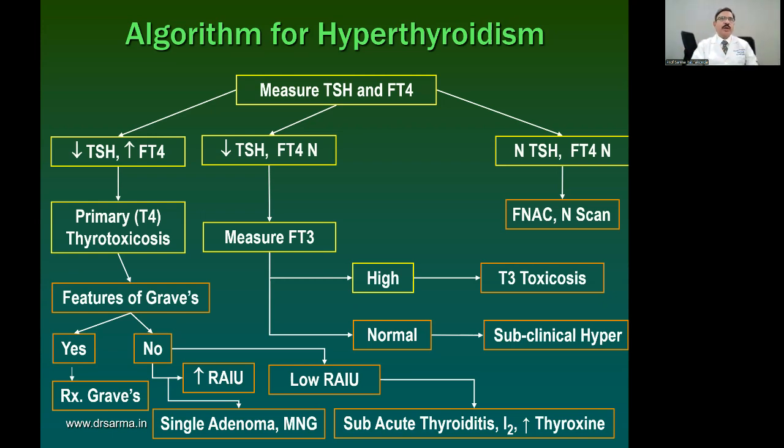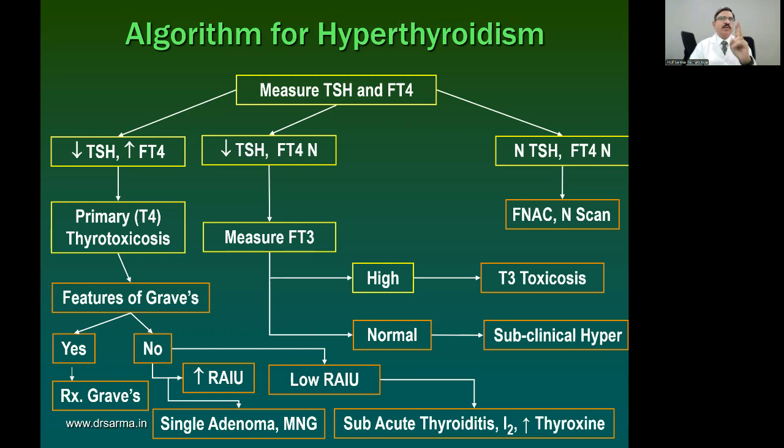Suppose TSH is lower and FT4 is higher, that means it is primary from the thyroid. Pituitary is all right, the thyroid is producing more thyroxine, so there is feedback inhibition of the TSH. In such a case, it is primary thyroid. Look for features of Graves. If features of Graves are present, you may or may not do RIA, straight away you can treat it. If the features of Graves are absent, then you are compelled to do the RIA to differentiate whether it is single toxic adenoma or multinodular.